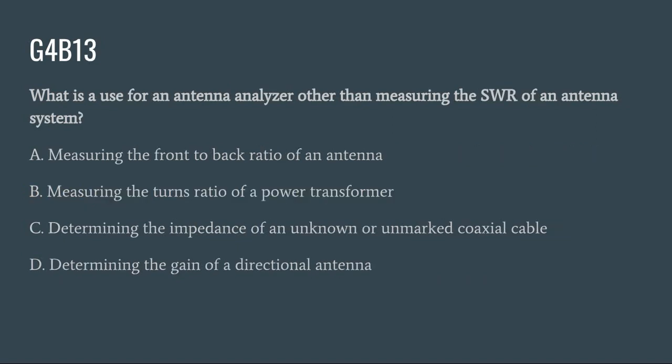G4B13, what is a use for an antenna analyzer other than measuring the SWR of an antenna system? A, measuring the front to back ratio of an antenna. B, measuring the turns ratio of a power transformer. C, determining the impedance of an unknown or unmarked coaxial cable. Or D, determining the gain of a directional antenna. Correct answer would be C, determining the impedance of an unknown or unmarked coaxial cable.